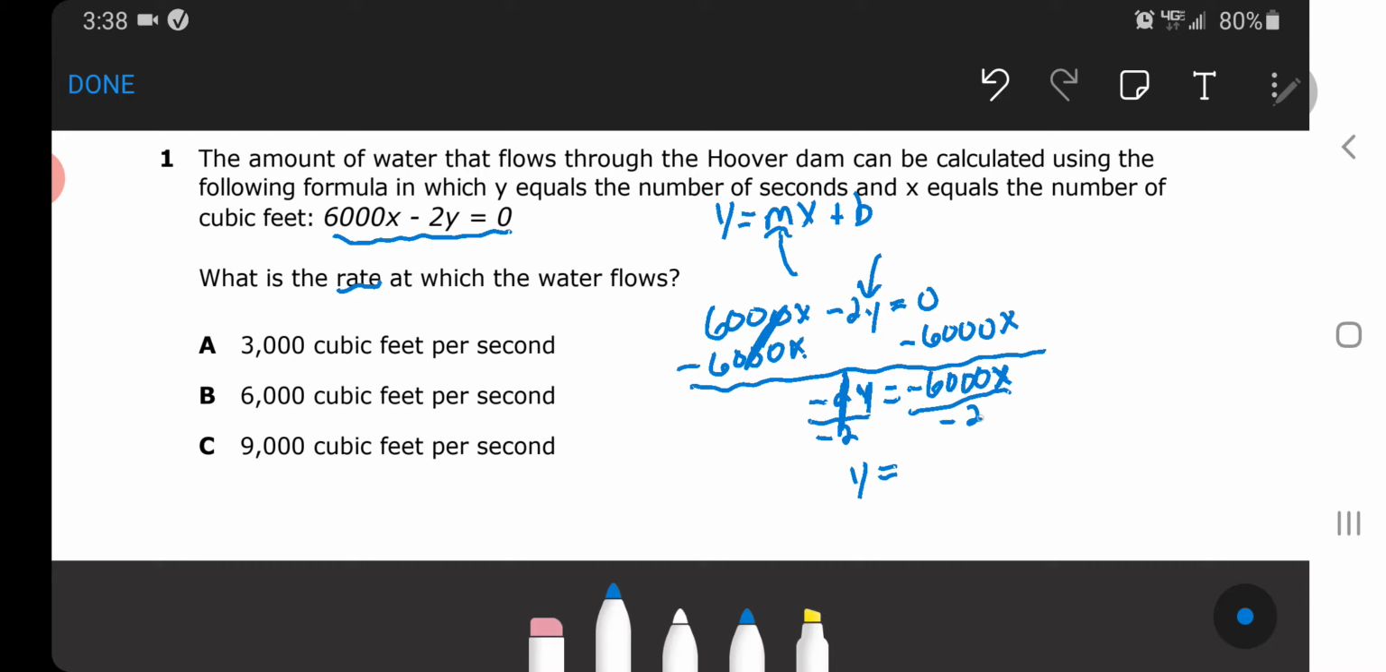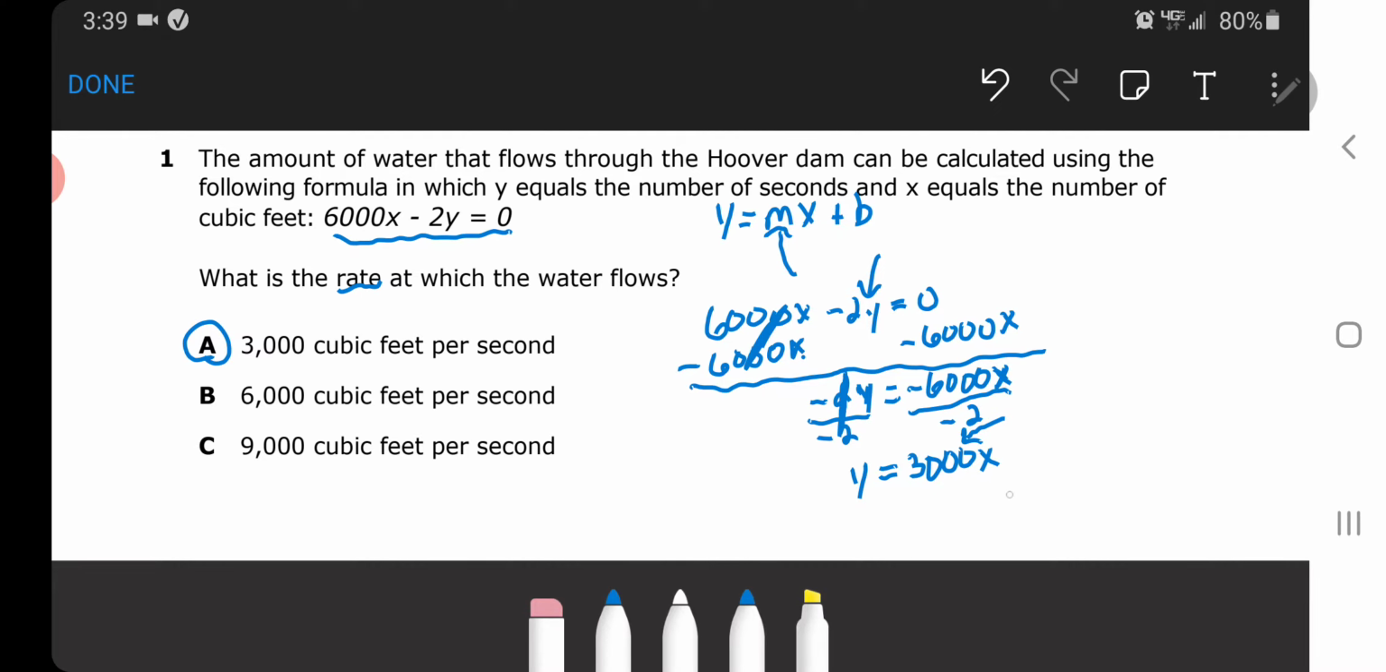And then negative 6,000 divided by negative 2, well, negative divided by negative is a positive, and 6,000 divided by 2 is 3,000. So we have 3,000x. Once again, that number in front of the x is our slope, so 3,000 is our slope, also known as our rate of change. So A would be the correct answer choice, 3,000 cubic feet per second.